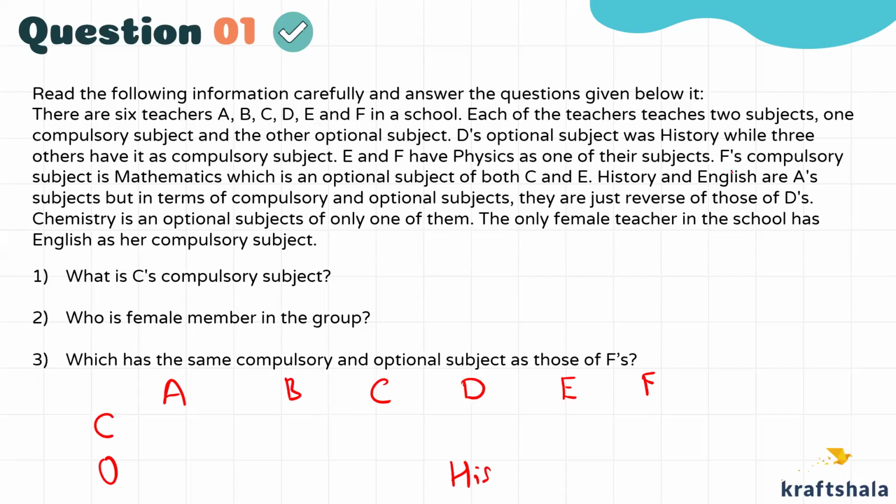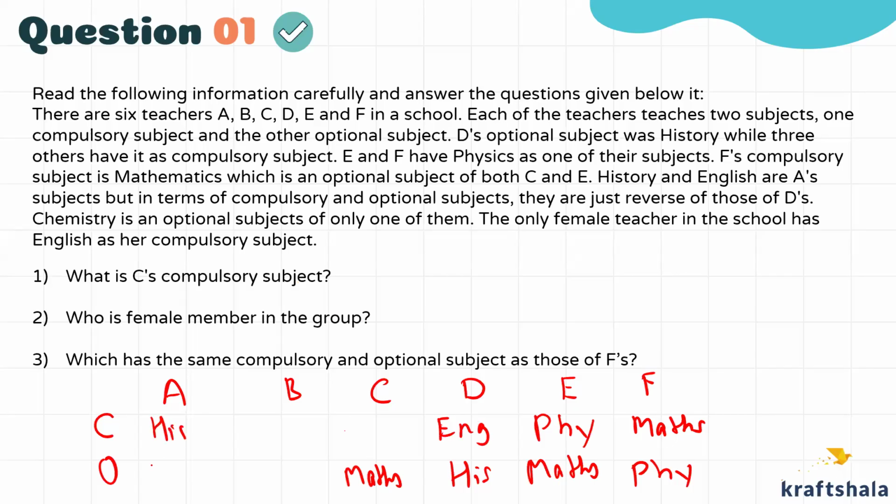E and F have physics. F's compulsory subject is maths. So physics must be this, which is an optional subject of both C and D. So C and E have maths as optional. E also has physics as one of the subjects. History and English are A's subjects, but in terms of compulsory and optional, they are the reverse of D. So this must be history and English.